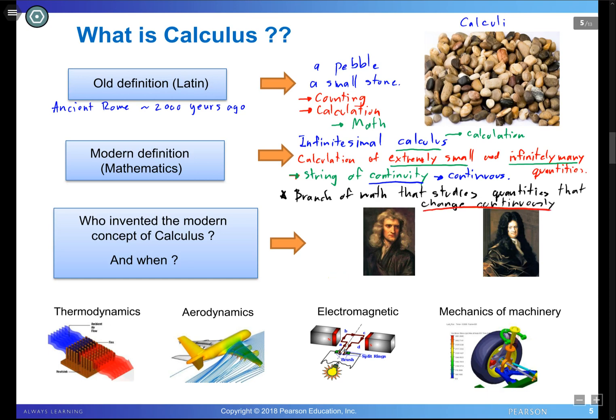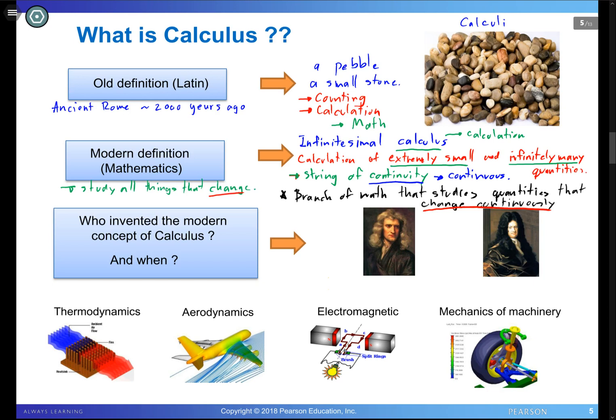All right. So in other words, this is the math that studies all things that change. Once again, the key word is change, and it has to be continuous.